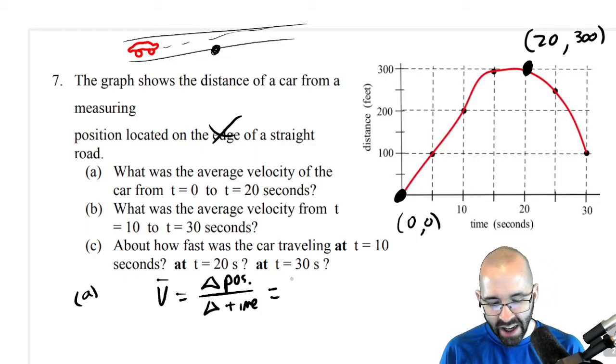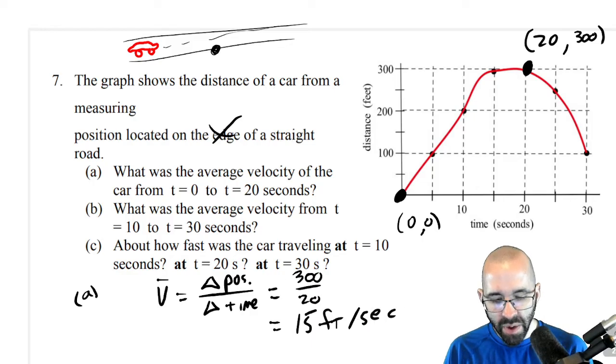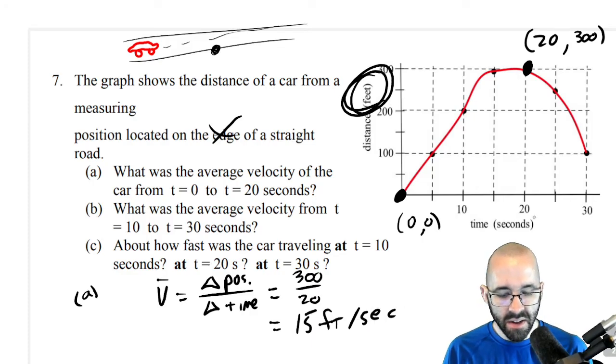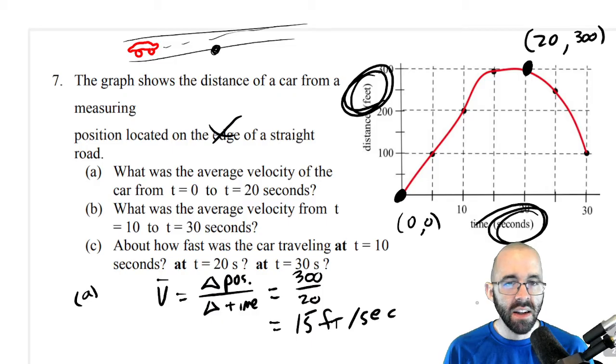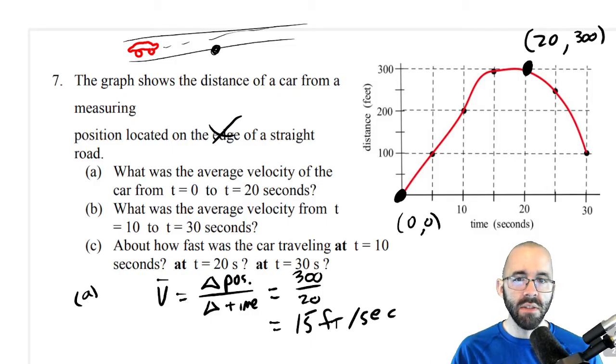So again, the change in position was 300. The change in time was 20. We'll get 15 feet per second. We know it's in feet per second because y is in feet, x is in seconds, and its slope, rise over run, feet over second.